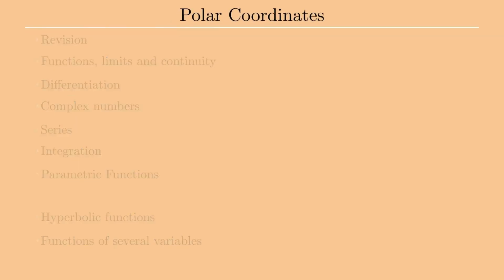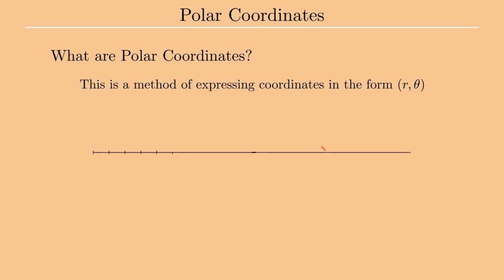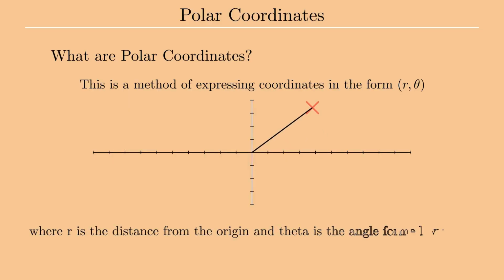Polar coordinates. What are polar coordinates? This is a method of expressing coordinates in the form (r, θ). r is the distance from the origin and θ is the angle formed with the positive x-axis.